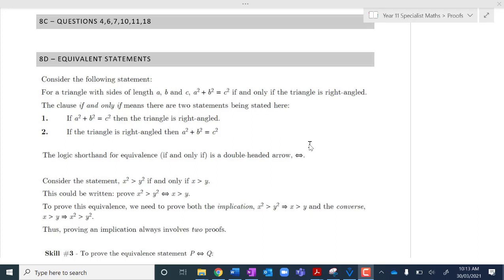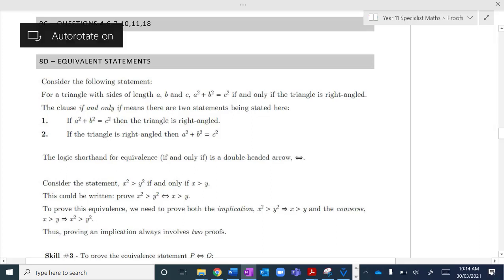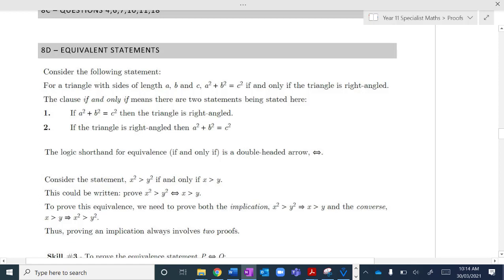In this quick video, we're going to be going through equivalent statements from Proof 411 Specialist Maths. First of all, let's have a look at the following statement. If a triangle has side lengths of A, B, and C, then we know that A squared plus B squared is C squared. But it's if and only if the triangle is a right angle.